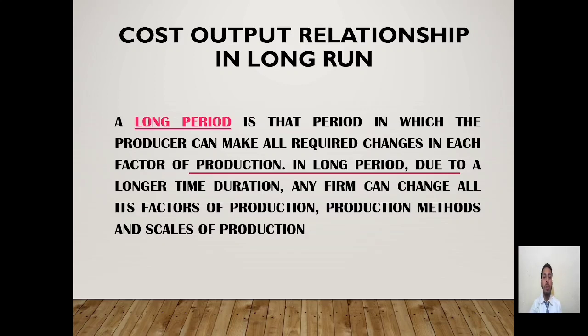I am introducing the topic of cost relationship in the long run. A long period is the period in which the producer can make the required changes in each factor of production. In the long period, due to the longer time duration, a firm can change all the factors of production, methods and scale of production.